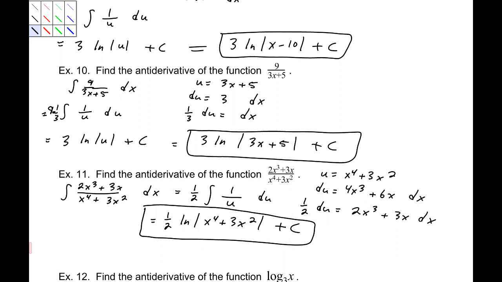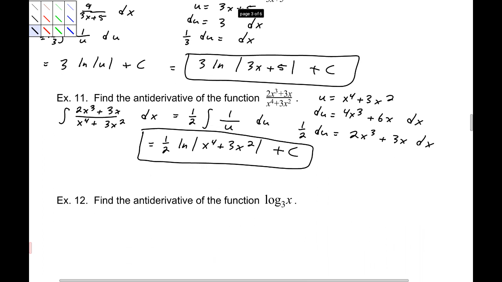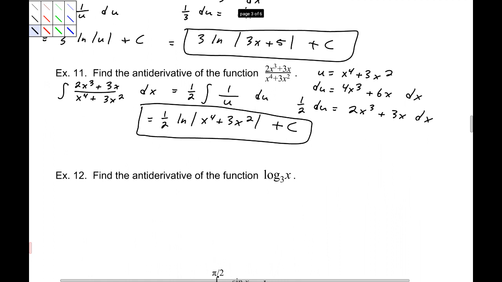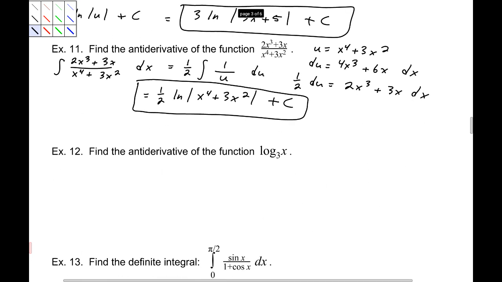That's really all there is to that. Even though it looks pretty crazy, that's all there is to it. Alright. Find the antiderivative of the function log base 3 of x. So log base 3x dx.